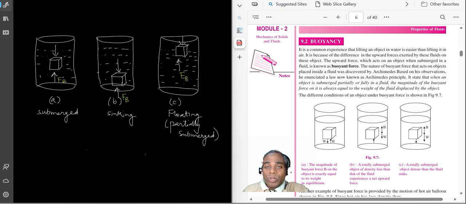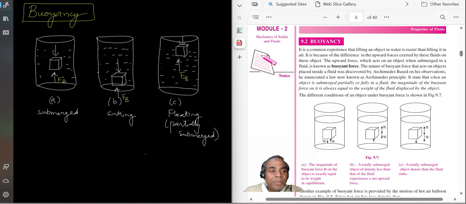In this video, we will understand the concept of buoyancy. Okay, so what is buoyancy? If you see the text on the right side, which is the content of the NCERT book or the NIOS book, the upward force which acts on an object when the object is submerged in a fluid is known as the buoyant force.